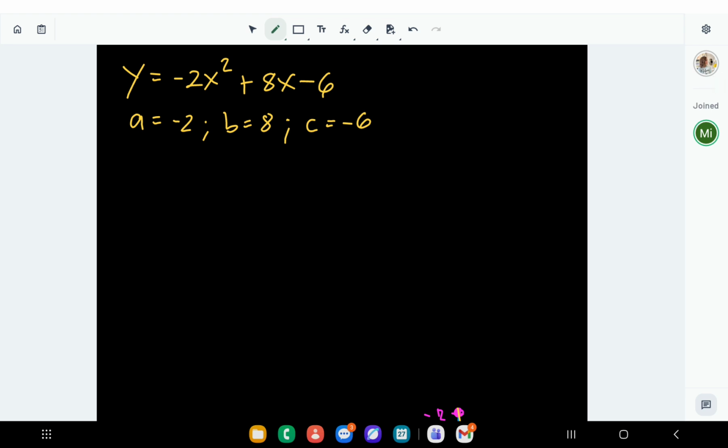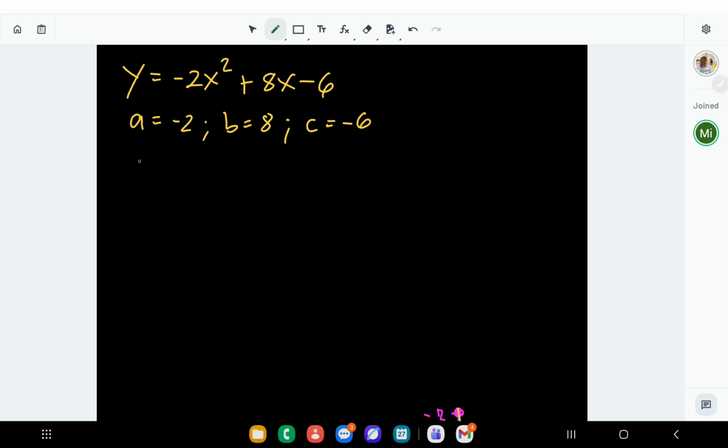The function y equals -2x squared plus 8x minus 6. So this is in the standard form of a quadratic equation. So we identify the coefficients here. A is -2, B equals 8, C equals -6. So we can find the axis of symmetry. And then it has a negative sign in front of it, so the graph opens downwards.